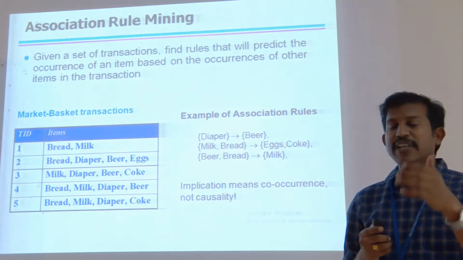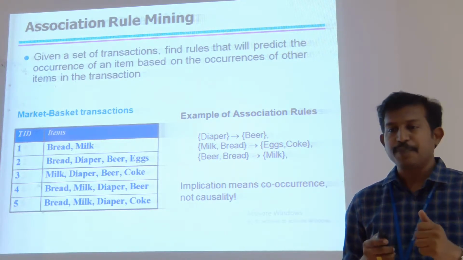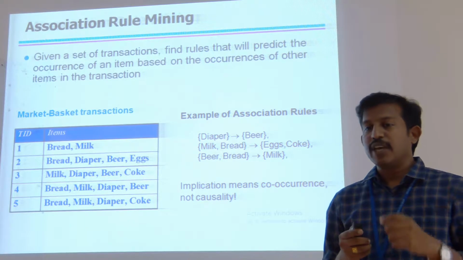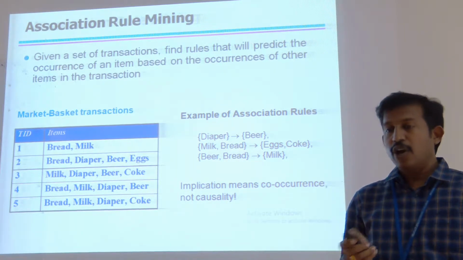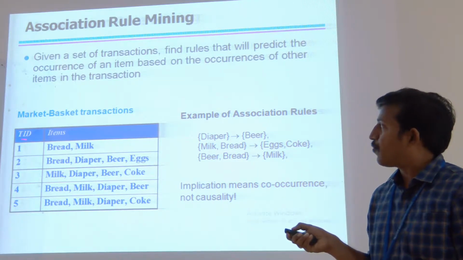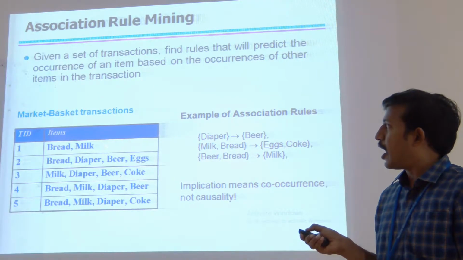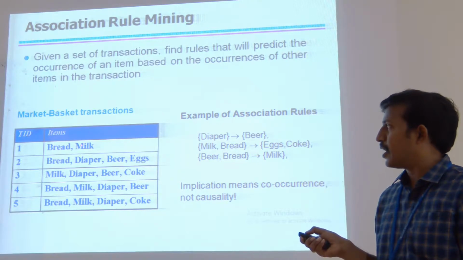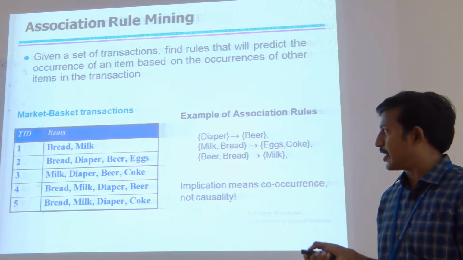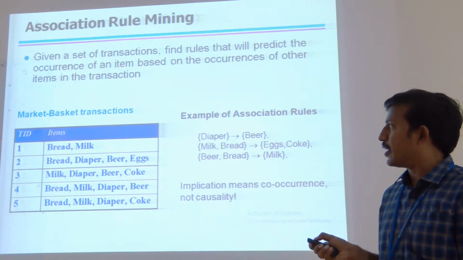For example, we take the standard example prescribed in the Vipin Kumar textbook. We see the transaction ID and the items, where we have 5 transactions and each transaction consists of a set of items. Here the first transaction consists of 2 items, bread and milk. Like this we have 5 transactions. This is the standard example taken from the Vipin Kumar textbook.